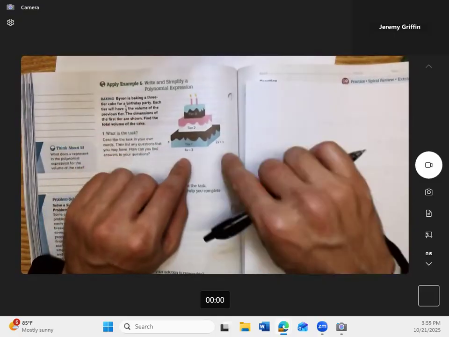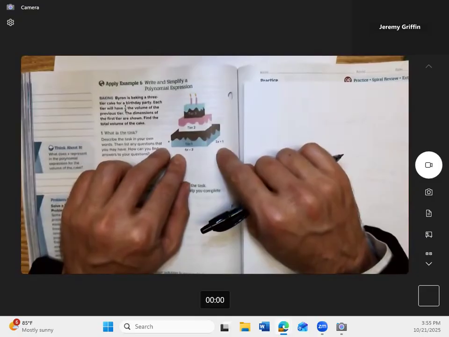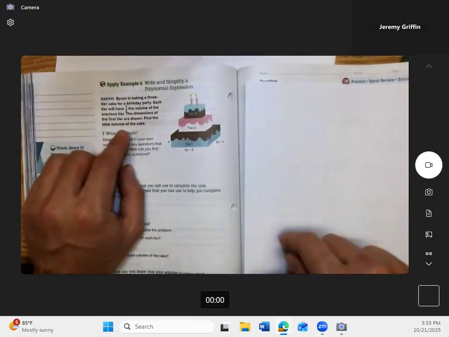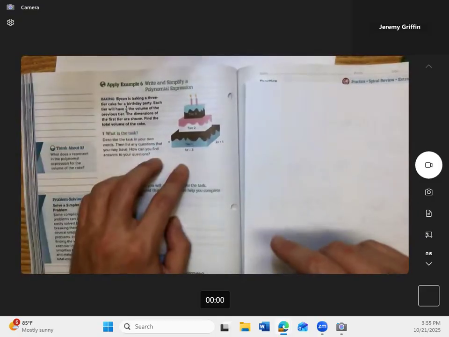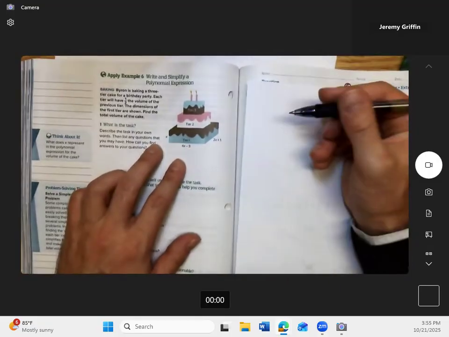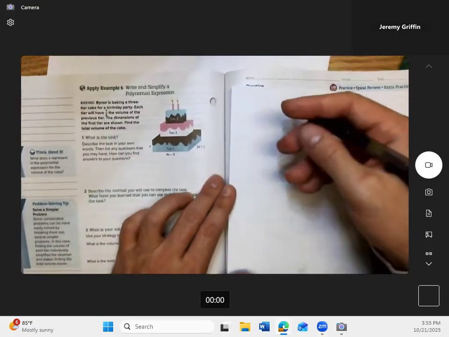The dimensions are shown. Now, they write the dimensions in terms of x. That's interesting. Maybe there's some reason for that. Find the total volume of the cake. Again, it's going to be in terms of x. We don't know what x is, but we have to calculate for something.